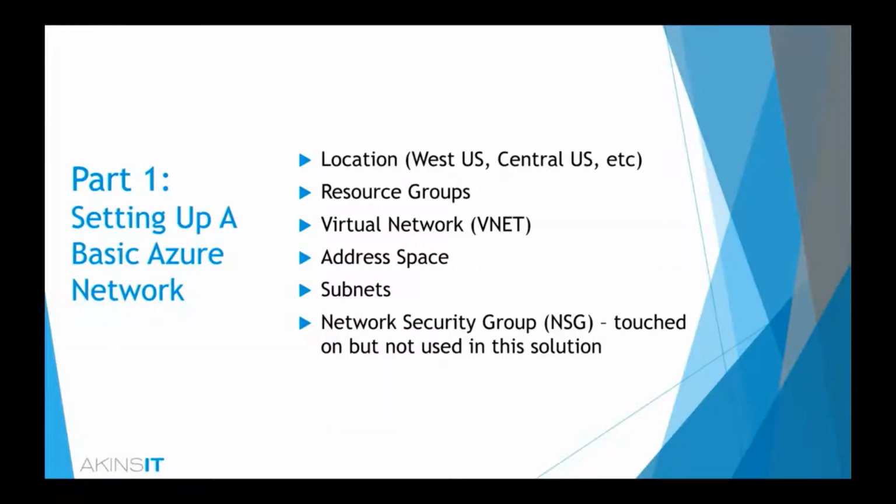So just to recap here for part 1, I selected my location, right? So central US, I've deployed my resource groups, my virtual network, carved out of that address space, that 10.100 address space, plus 4 subnets, and then of course touching on the actual network security group. Okay.